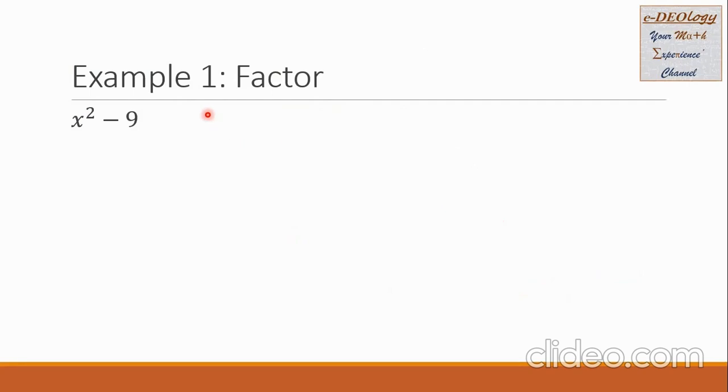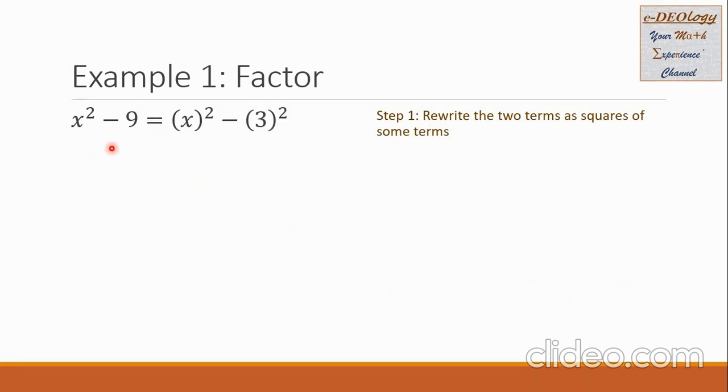Let us have example 1. Factor the binomial x squared minus 9. For step 1, we will rewrite the two terms as squares of some terms. So the x squared is now written as the square of x, and then minus the 9 is now 3 squared. For step 2, we're going to follow this pattern.